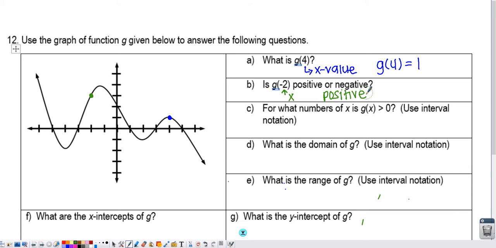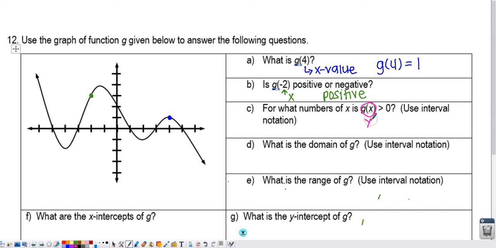Right? And it says, for what numbers of x is g of x greater than 0? So remember, g of x, the whole thing, just stands for y. So it wants to know for what numbers of x is y greater than 0? So it's asking where is this function above the x-axis, or where is y greater than 0?